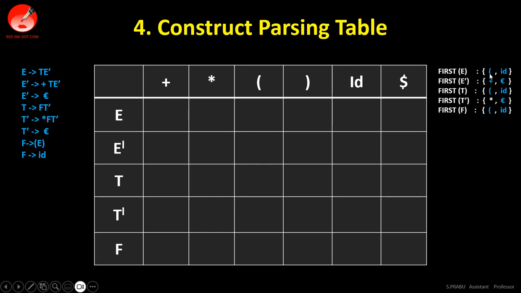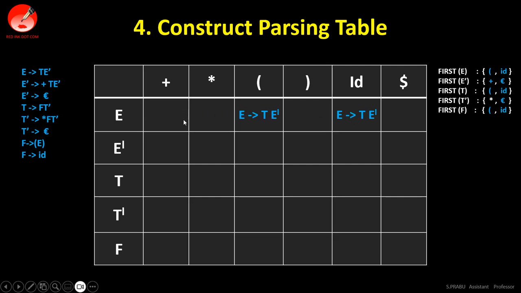So first of E is open bracket and ID. So I can select these two cells only. In these two cells, I can fill the production that starts from capital E. There is only one rule. So I can fill E tends to TE dash in these two cells. So keep it in mind.